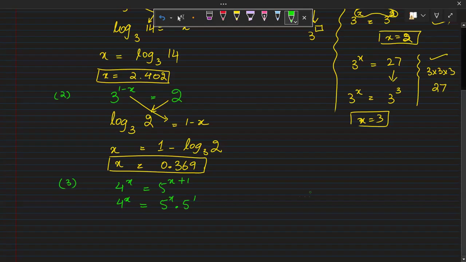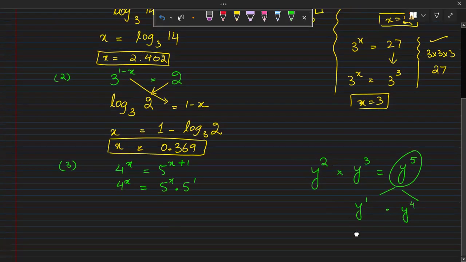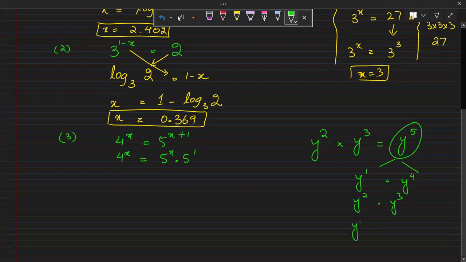Let me tell you this concept, very simply. If I have y to the power 2 and y to the power 3, what answer will you get? Y to the power 5. Can I split this like y to the power 1 and y to the power 4? Yes. Can I split like y to the power 2, y to the power 3? That's the same thing. And can I split like y to the power 6 and y to the power minus 1?